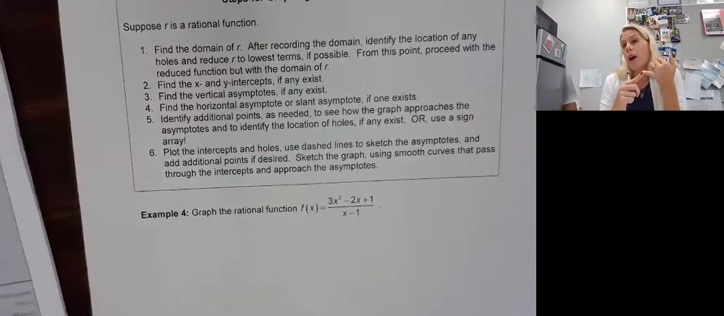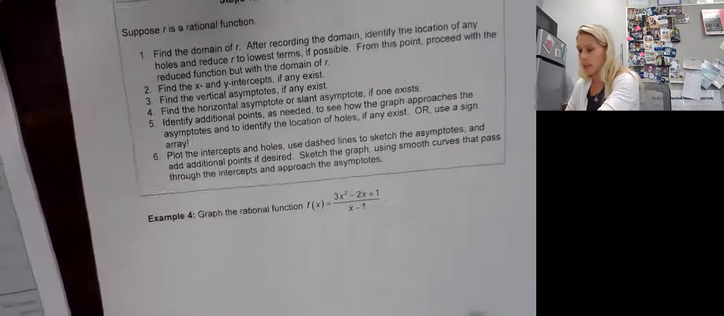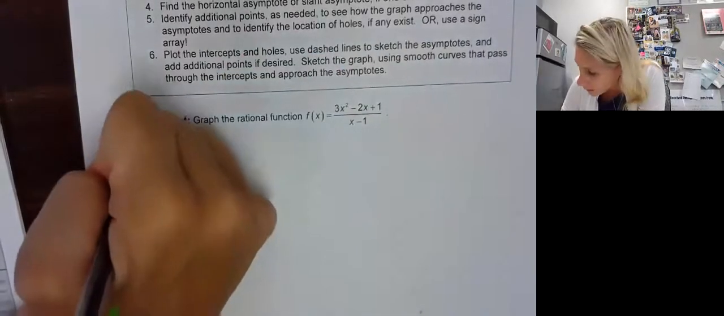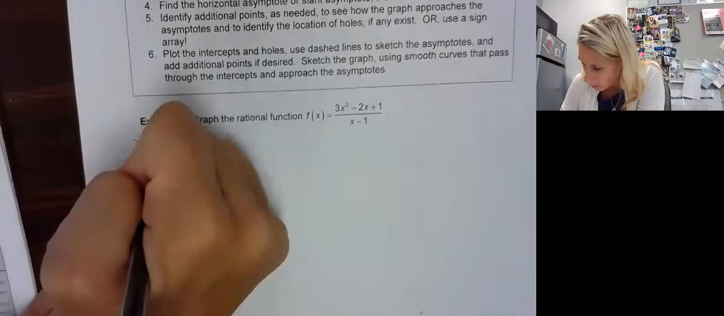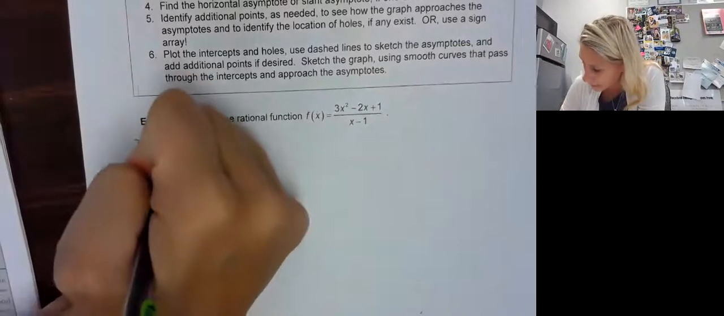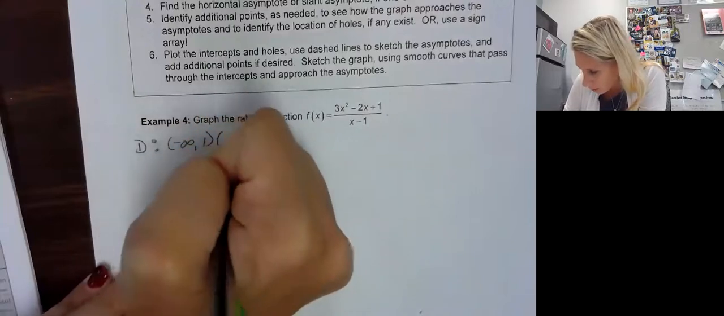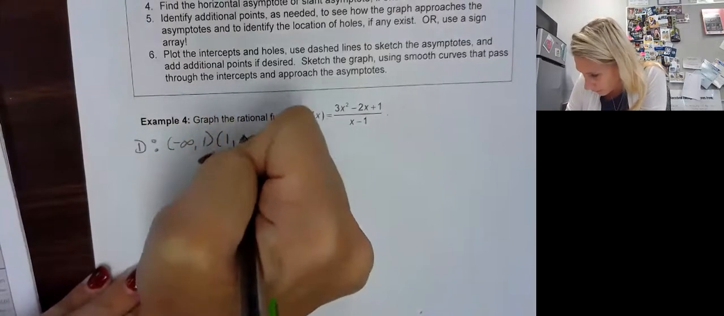X-intercepts, we have to figure out if they're touching or crossing. And then your vertical asymptotes, we started to realize that they could be even or odd, and evens go the same way, or odds go different ways. So let's see what we can do to help us graph. All right, domain. Well, what can't x be? X can't be 1, so negative infinity to 1, 1 to infinity.